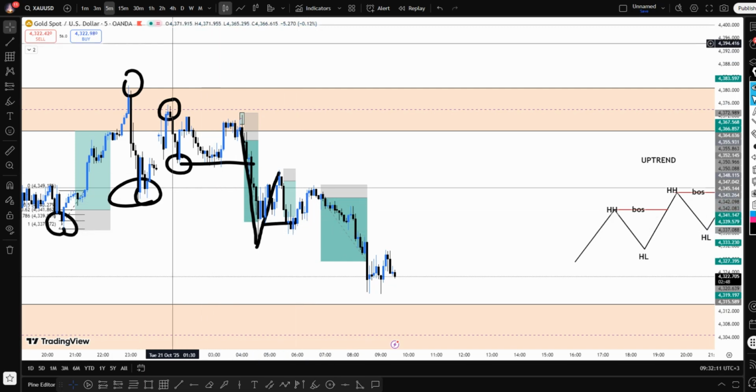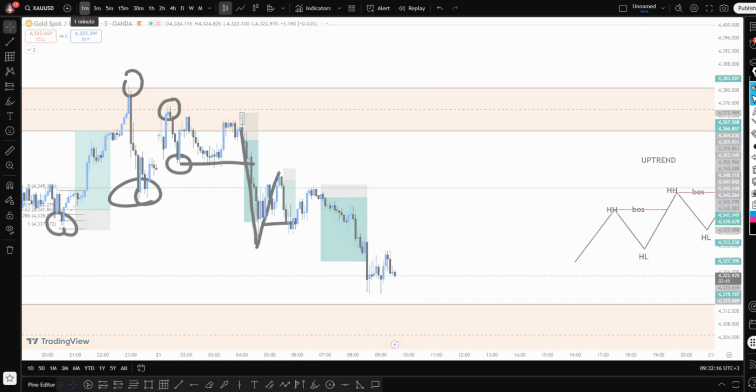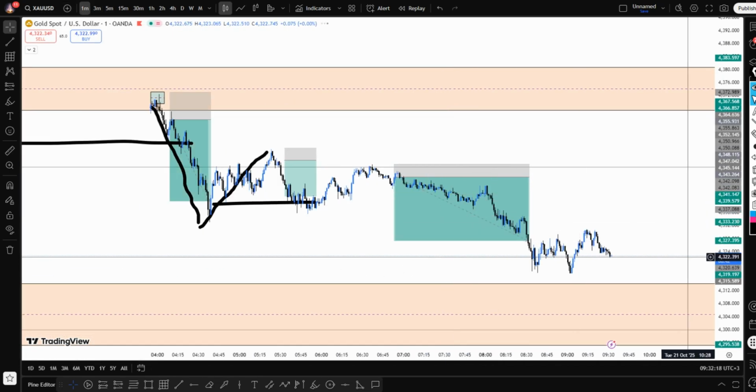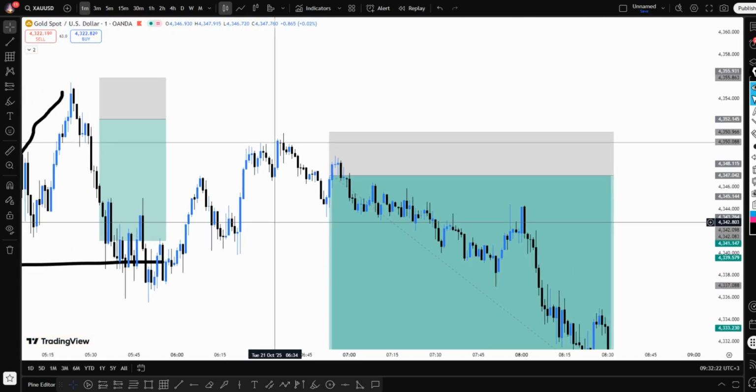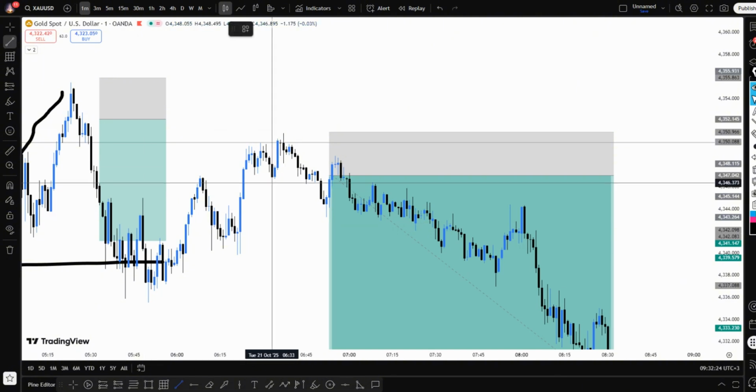That's a higher time frame bias. So now we want to keep selling this position. So we go to our 1 minute time frame. And on our 1 minute time frame, we're looking for a market structure shift. Our market structure shift took place there.